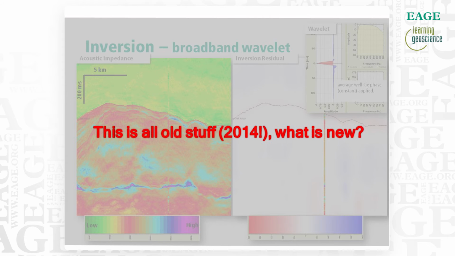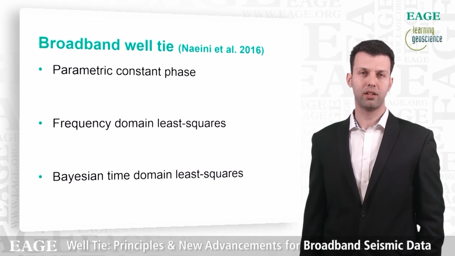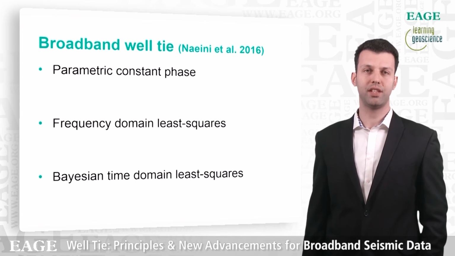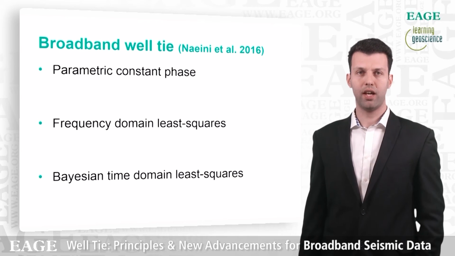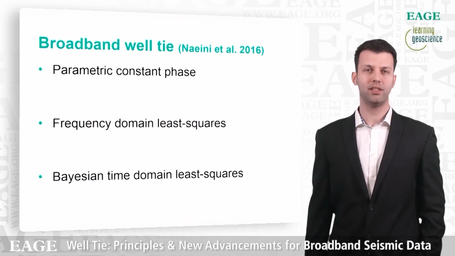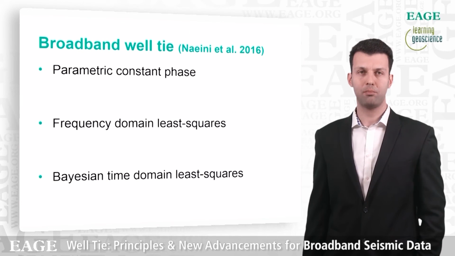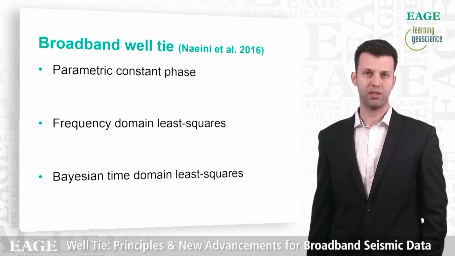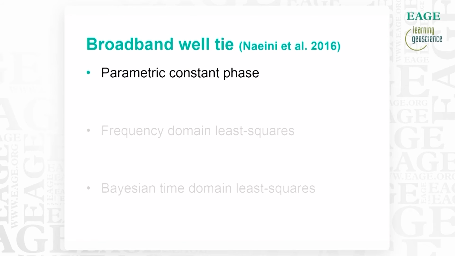This is all older stuff though. What is new? All I've explained so far led us to introduce 3 new techniques so that basically all the experience and the lessons we learned so far is incorporated in those techniques: parametric constant phase, frequency domain least squares, and Bayesian time domain least squares. All the details and mathematics are explained in the paper shown above in Geophysical Prospecting. I'll explain briefly each of those one by one.